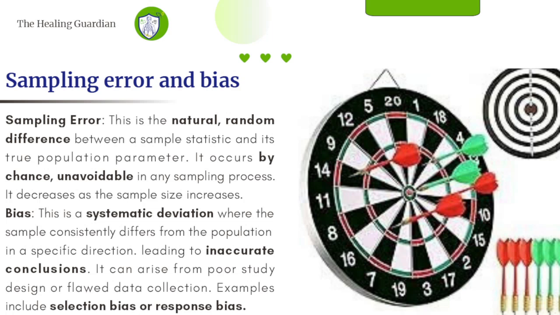Then bias, which is a systematic deviation, where the sample consistently differs from the population in a specific direction. So it is systematic, meaning it is following a certain pattern. And there are many types of bias. It leads to inaccurate conclusions. We may talk of selection bias, that is among the interviewer. Whom you select, there is that bias. Because you are going to select, there are those preconceived ideas, they will influence who you select. And it is always systematic. You are biased to only one side.